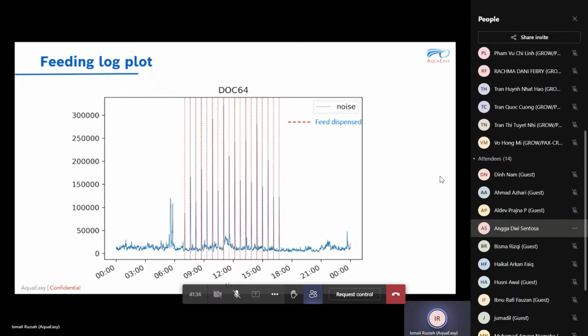And typically for our system, we just reduce feed in those situations. And if the signal recovers, then the system will go back to feeding normally. Yeah.